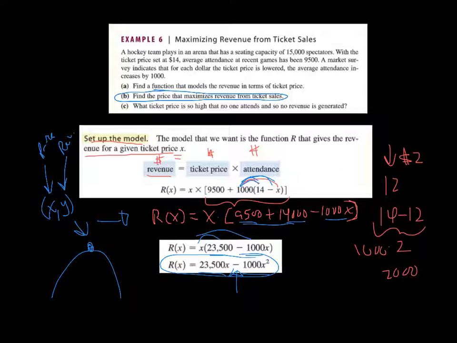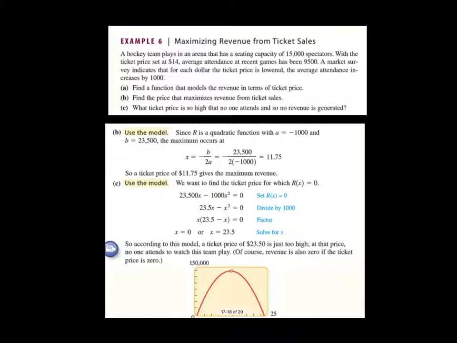And again, this is based on some sort of market survey. That's how they got this information. So this is definitely applicable. So how do we answer part B? Right? We're literally just looking for the x value of the vertex.